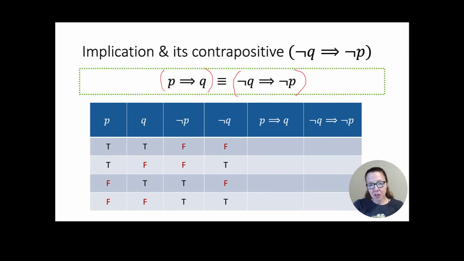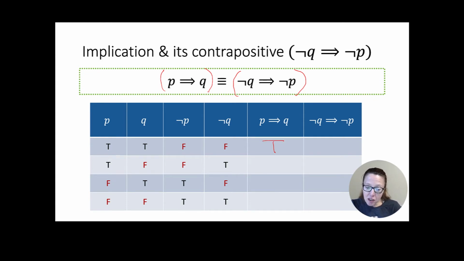In this truth table below, I've already listed every possible combination of truth values that we can assign to the atomic propositions P and Q, and next to that, what those would be in terms of the negation of those propositions. So let's fill in the rest of the truth table for implication and contrapositive. In the first row, we see that P is true and Q is true, and so that implication, P implies Q, is true.